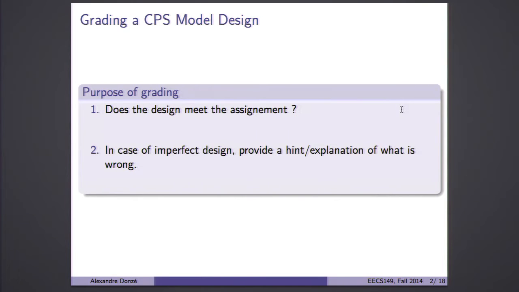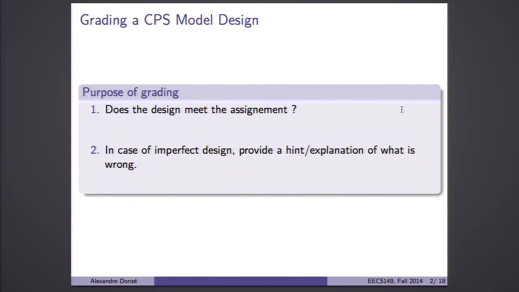All right? Okay, so I'm going to start by trying to make a connection with the previous lecture by Alberto. What does it mean to grade a CPS model design? The purpose of grading, there are two purposes. The first purpose is: does the design meet the assignment of the lab? You have an assignment, you should build a design that does this or that. And so does it meet this assignment?